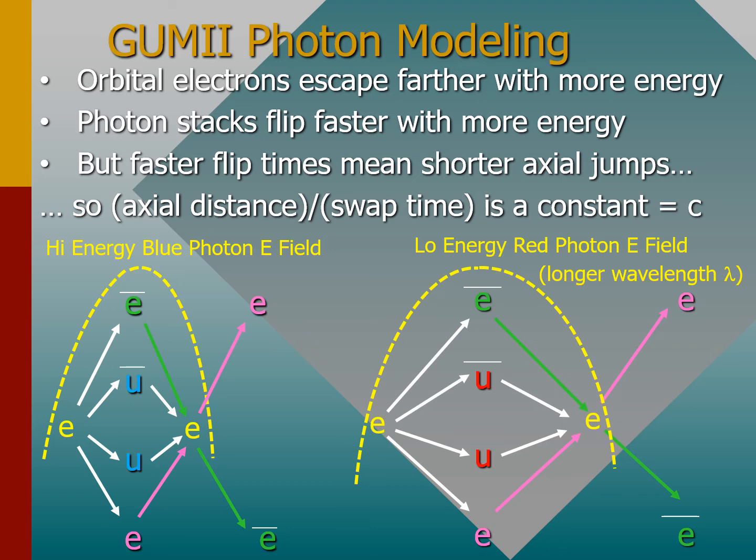A blue photon has more energy than a red photon, so its stack will flip faster. And this is observed as blue light having a shorter wavelength, or a higher frequency, than red light. When a blue photon stack flips faster, the photon electron travels a shorter distance downrange between flips. So the downrange velocity of all photons becomes a constant, namely the speed of light, c. Again, this is because a shortened jump distance is exactly offset by a shortened jump time, and therefore the velocity is independent of wavelength or frequency.